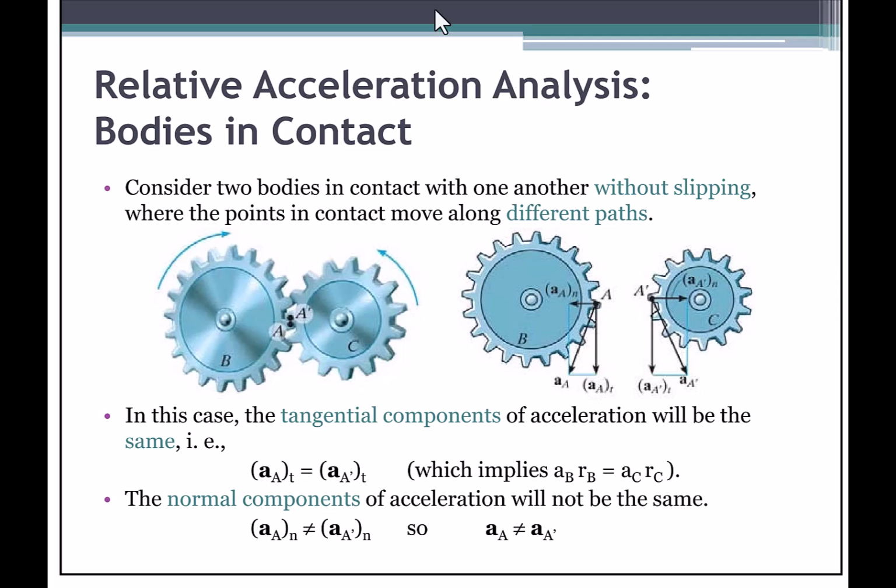Let's look at relative acceleration analysis where we have two bodies in contact, whether it is the ground and some rolling body or two bodies like two gears, for example. So let's consider two bodies in contact with one another without slipping. It is important that it is without slipping, because we will equate the tangential velocity and tangential acceleration at the point of contact to be the same. So without slipping implies they are the same.